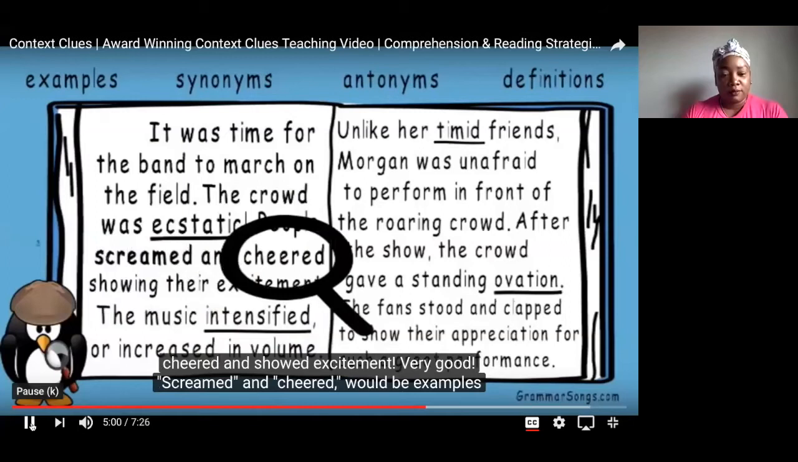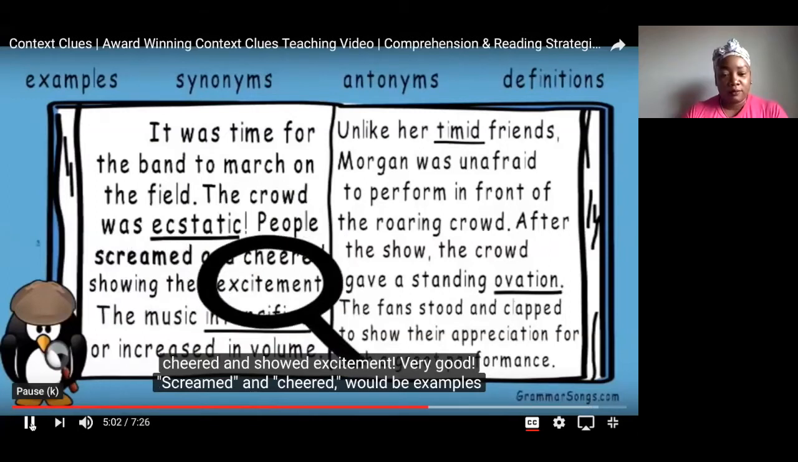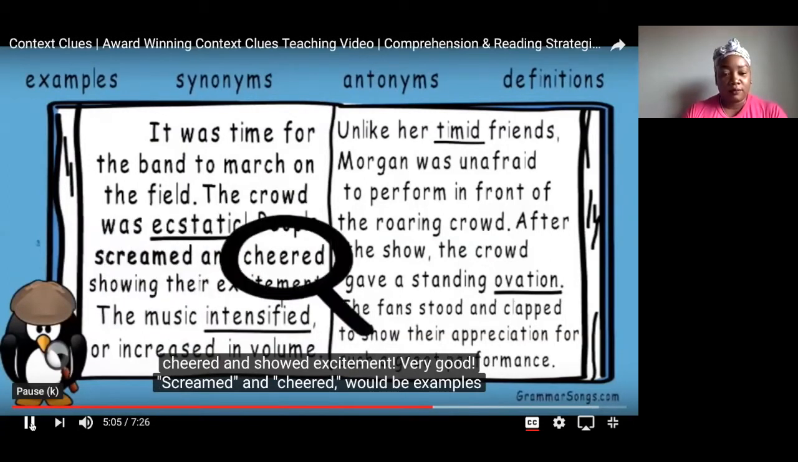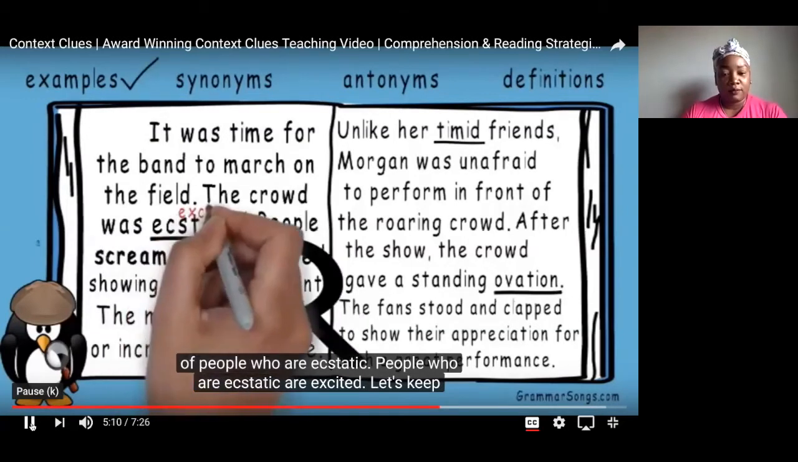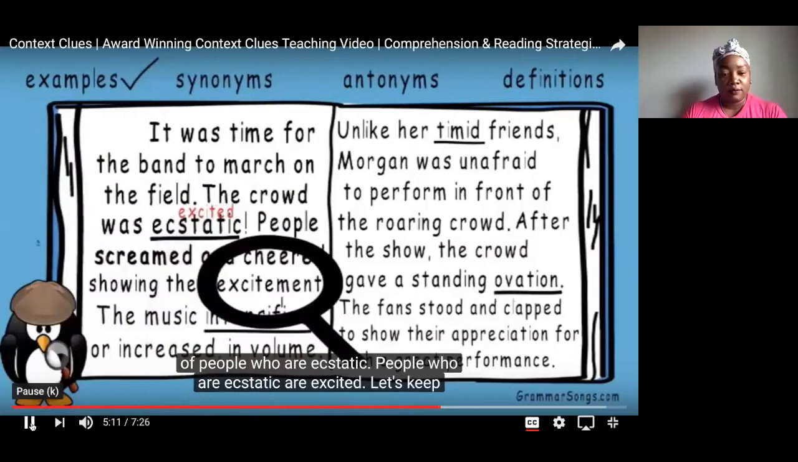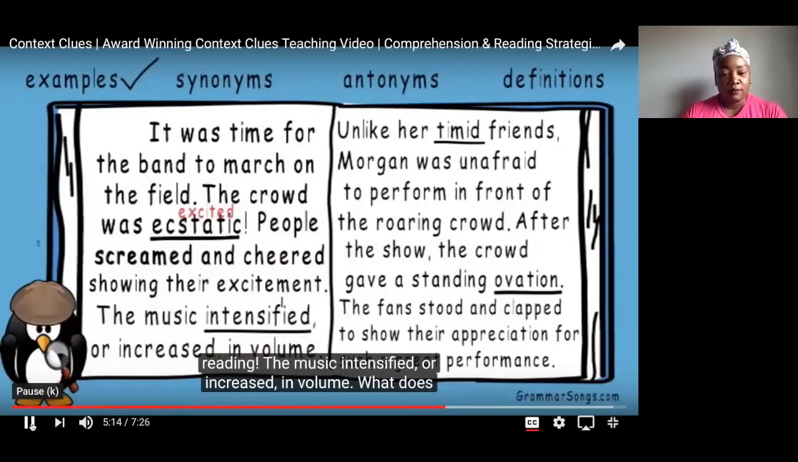People screamed and cheered and showed excitement. Very good. Screamed and cheered would be examples of people who are ecstatic. People who are ecstatic are excited. Let's keep reading.